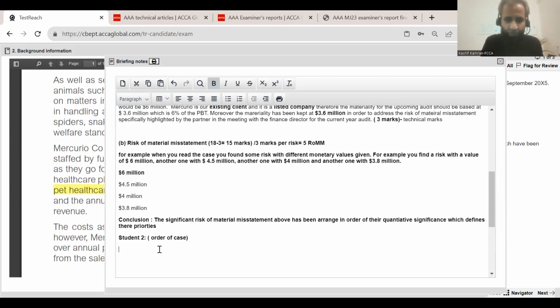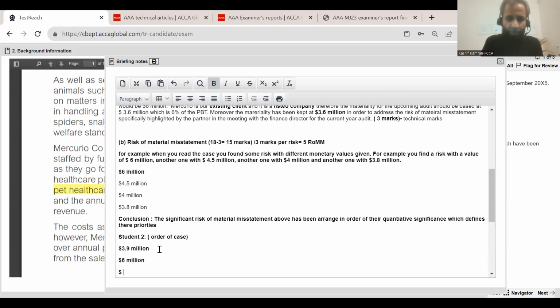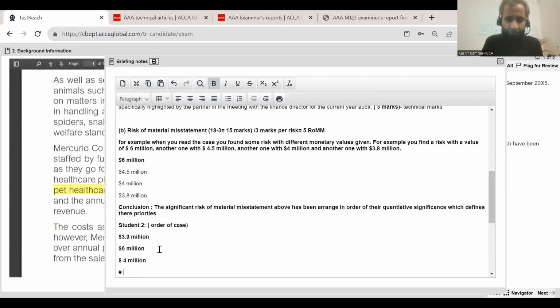He first found a risk of $3.9 million. He wrote that. Then he found another risk of $6 million. He wrote that. Then he found another risk of $4 million. He wrote that. Then he found another risk of $3.8 million, and he wrote that.